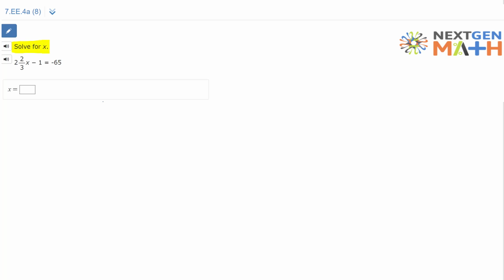Solve for x. 2 2/3 x minus 1 equals negative 65. So let's rewrite that equation as 2 2/3 x minus 1 equals negative 65. Well, our goal is to get x by itself, or 1x. And what does 1x equal to? Well, we're going to use a little bit of our math properties to figure this out.